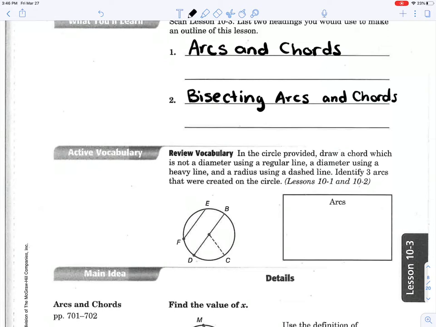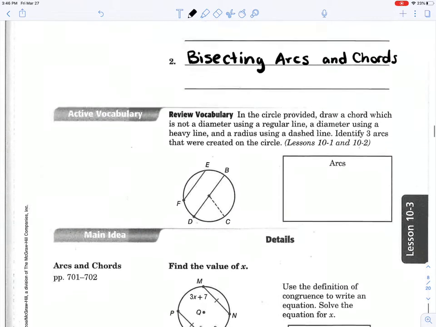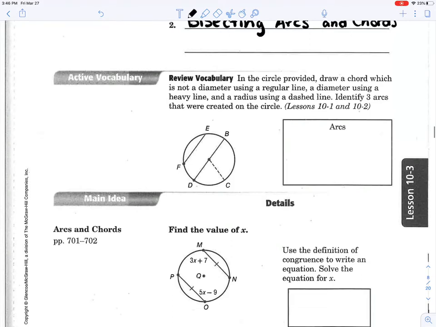In the circle provided, draw a chord, which is not the diameter, using a regular line, a diameter using a heavy line, and a radius using the dashed line. Identify the three arcs that were created on this circle. So they actually did this for you. A little bit of a mistake here in the notes, but how about we list out each of them?